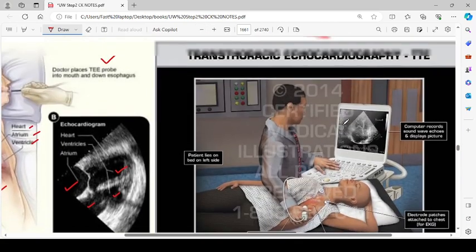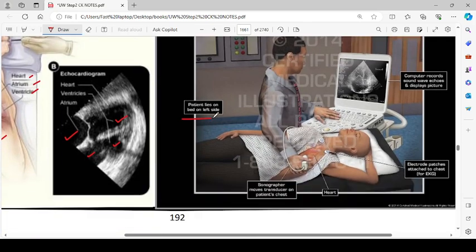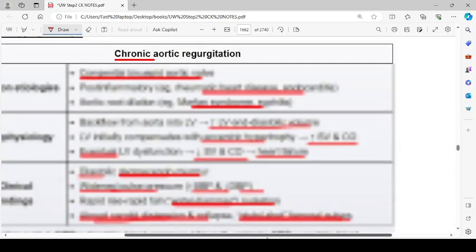In this picture, you can see transthoracic echocardiography. The patient lies on the bed on the left side. The sonographer moves the transducer on the patient's chest. This is the heart. Electrode patches are attached to the chest for EKG, and there is a computer for recording the echocardiographic findings.